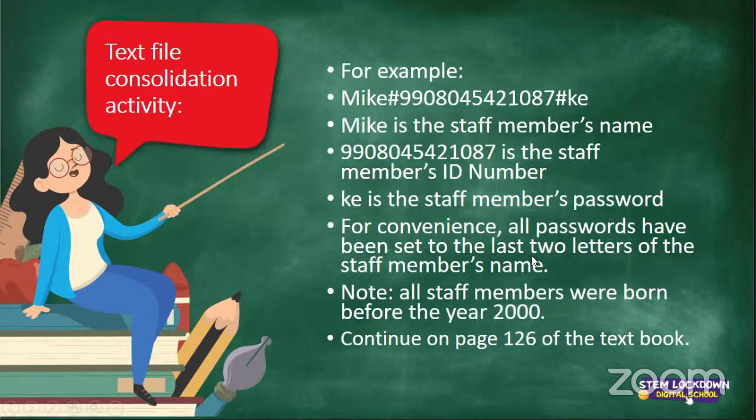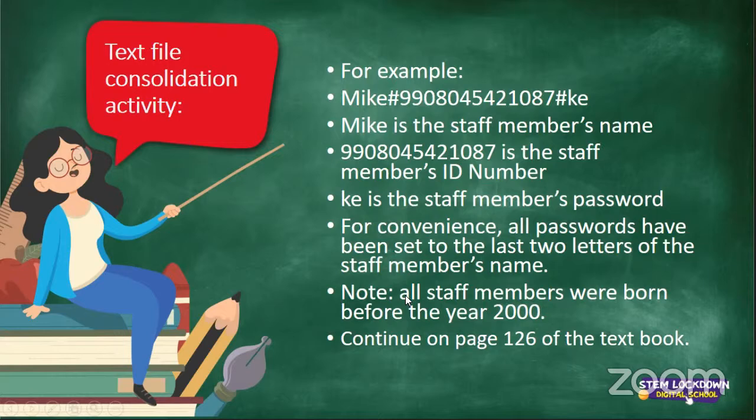The first line of the text file is there's Mike, the name, the ID number, and the password. So Mike is the staff name, there's his ID number, and KE is the member's password. So for convenience sake, all passwords have been set to the last 2 letters of the staff member's name. I guess when this program starts running and we add to it, we would probably be a scenario where a person can change his password to something more permanent.